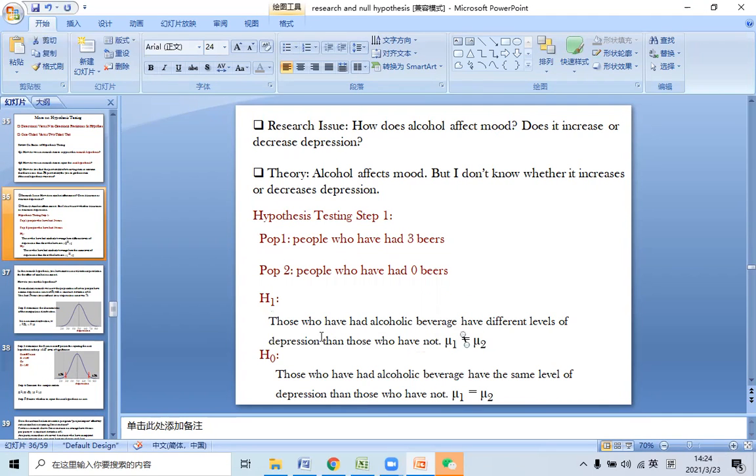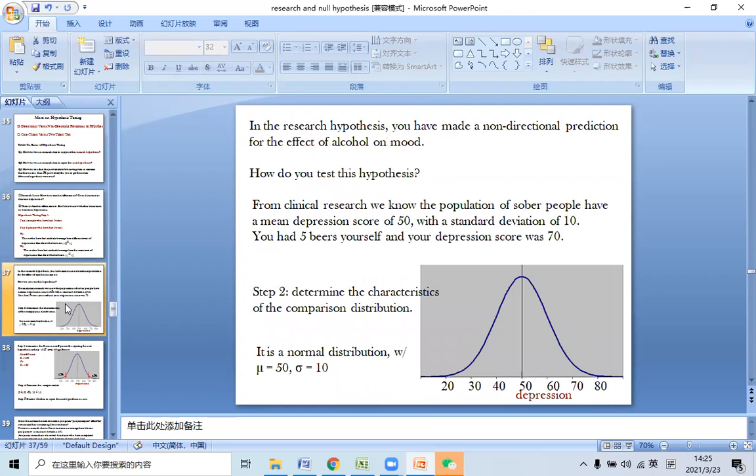That's a research hypothesis. The null hypothesis is the opposite. The two populations will have the same level of depression. Mu1 equals mu2. And how do you test the hypothesis? How would you try to reject the null hypothesis and support the research hypothesis? You need to collect data.